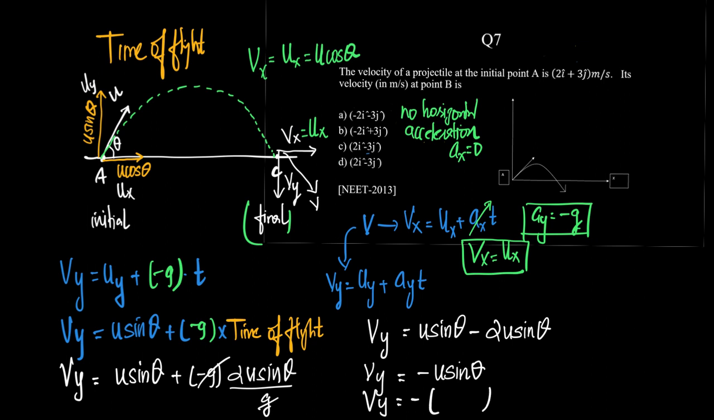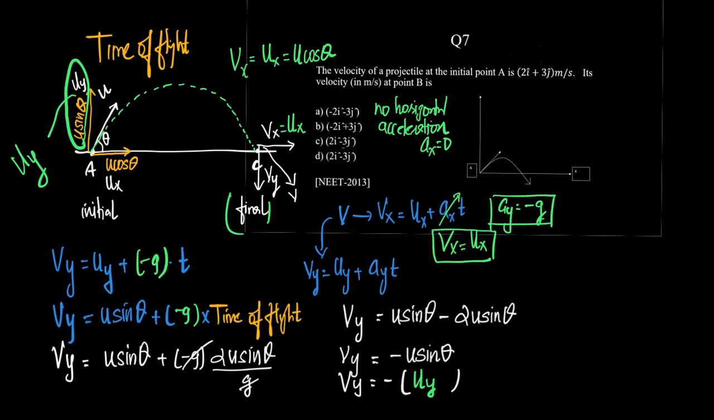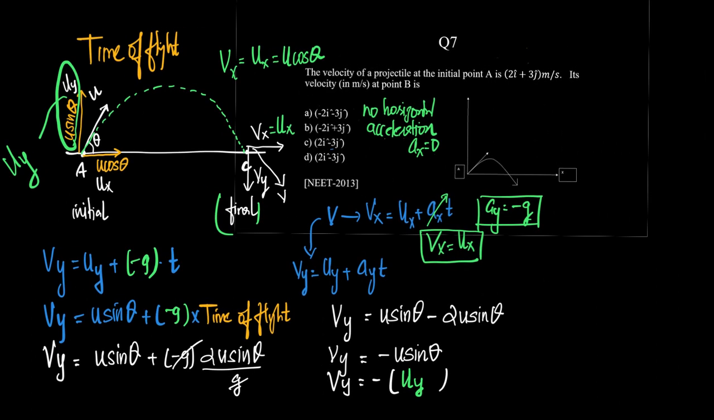Or we can write that vy is equal to minus u, what is u sine theta? See, u sine theta, we have written it here. It is uy. So vy is equal to minus uy. What does it mean? It means that the y component of final velocity is equal to negative of y component of the initial velocity.